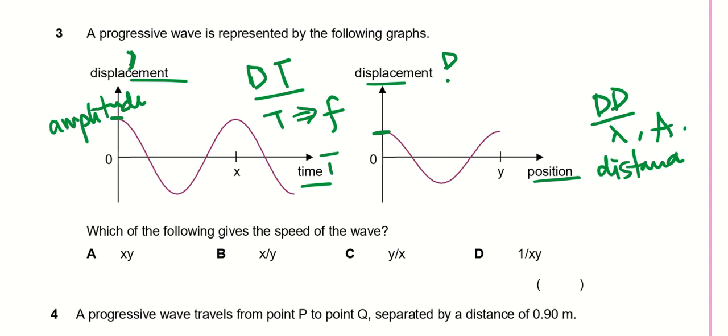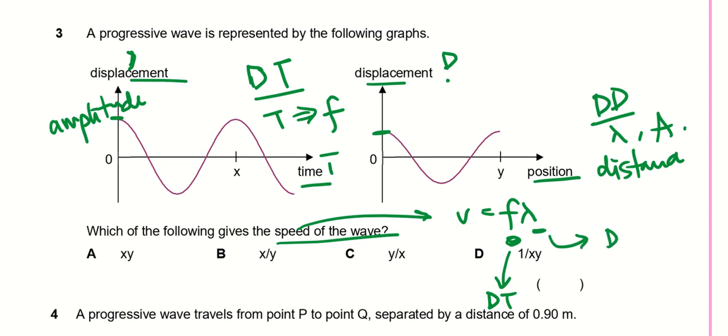Which of the following gives the speed of the wave? Speed is the formula v equals f lambda, right? So we should get our frequency from our d-t graph and wavelength from the d-d graph. Wavelength is the distance that the wave travels to complete one wave, so it is going to be y. For frequency, we need to get it from the period in the d-t graph. Period is the time taken to complete one wave.